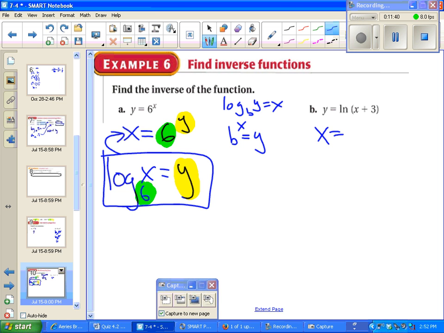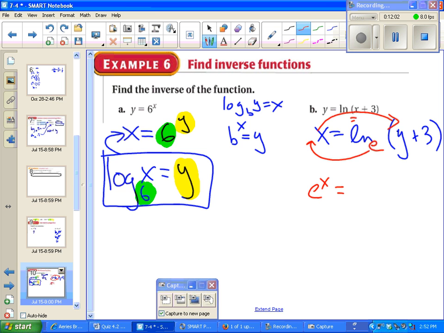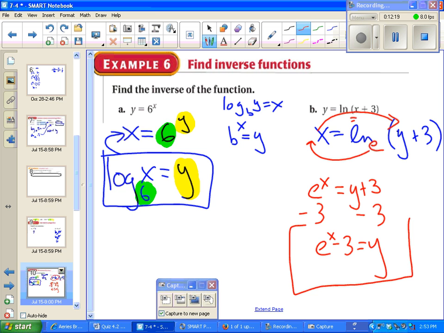Part B, once again, we start by rewriting, by switching the x and the y's. I don't have a base, but since it's a natural log, I'm supposed to know what the base is. I need to know that the base is e. Now I can use that property that we've seen ever since the first slide, e to the x equals y plus 3. y is not by itself yet, there's one more step. We've got to subtract 3 from both sides. Now we're done.